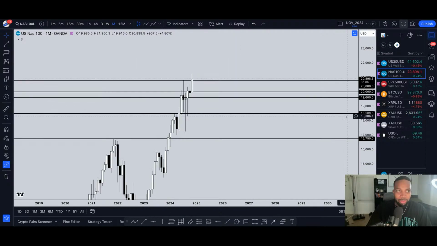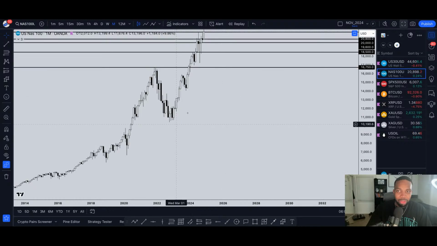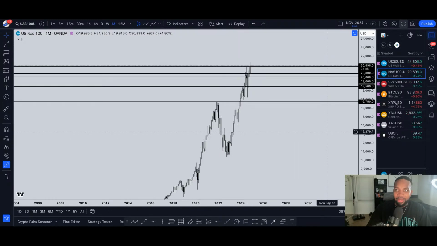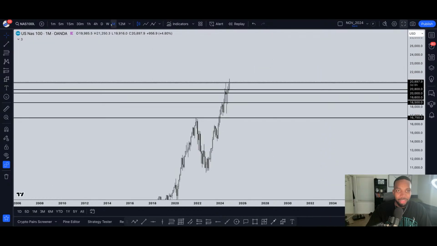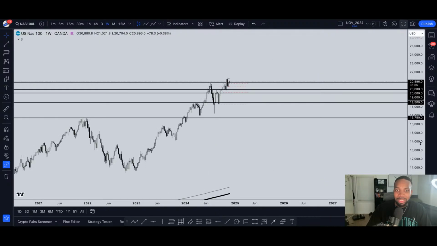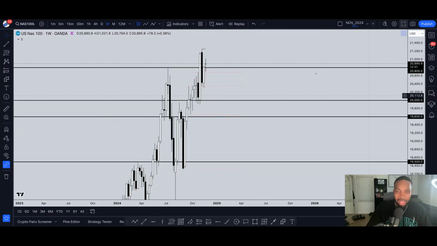But yeah, we're looking at NAS on the monthly. Pretty solid structure. It's very clearly uptrending since the beginning of time. And then we're going down to the weekly right now. We're just doing some top down analysis.